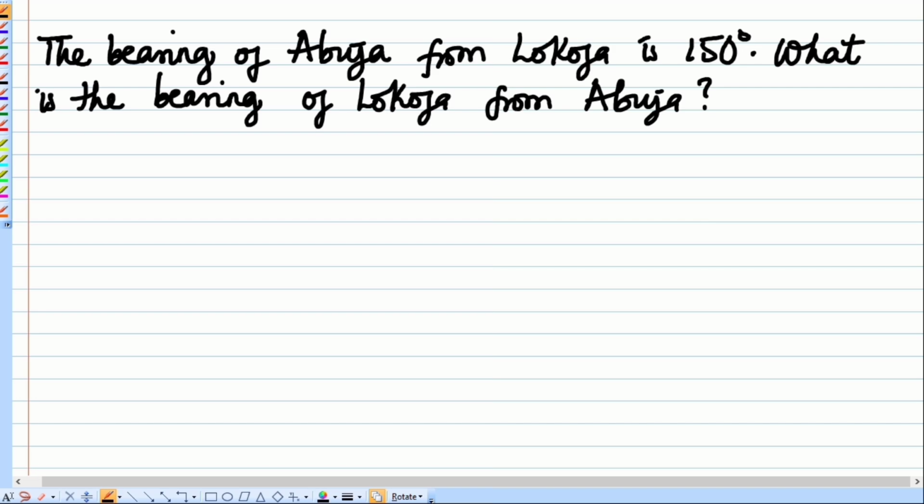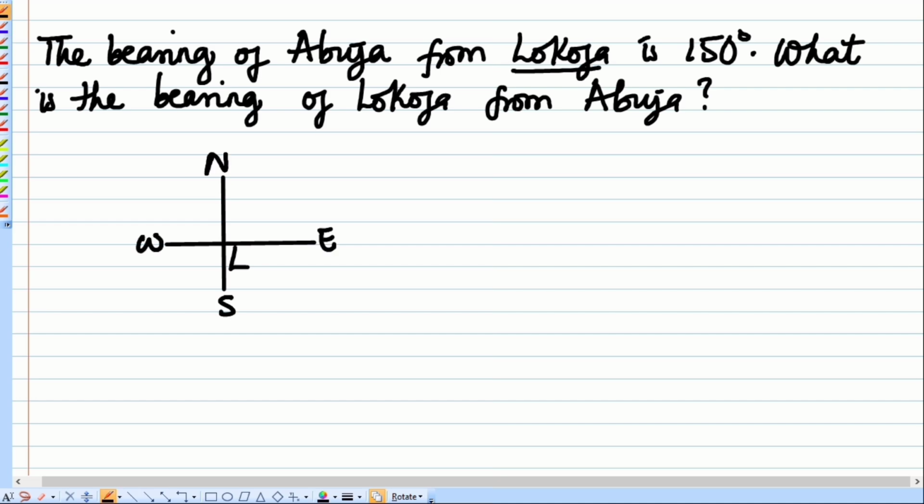Now this question says the bearing of Abuja from Lokoja is 150 degrees. What is the bearing of Lokoja from Abuja? Now you see that the bearing of Abuja from Lokoja must be different from the bearing of Lokoja from Abuja. So again, where are we coming from? You see, we are coming from Lokoja. So let's use L to represent Lokoja. So put our cardinal for Lokoja. So we are at Lokoja now.